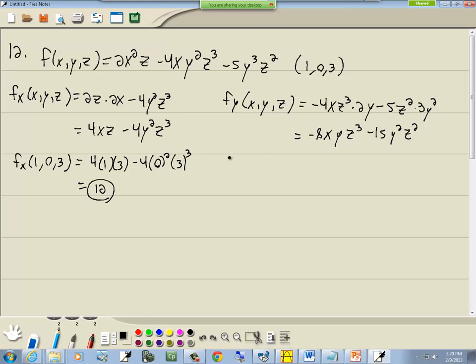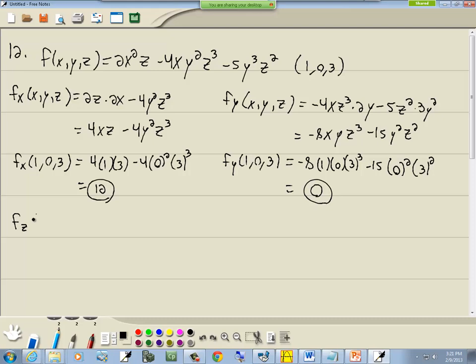Okay, so let's plug in our point now. Plug in 1, 0, 3 for x, y, and z. We've got negative 8 times x, which is 1, times y, which is 0, times z to the third, so we've got 3 to the third, minus 15 times y squared, which is 0 squared, times z squared, which is 3 squared. And this is 0, so that just gives us 0. And let's take the partial with respect to z.